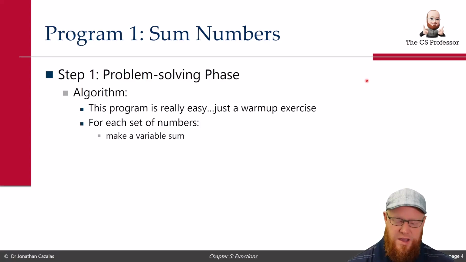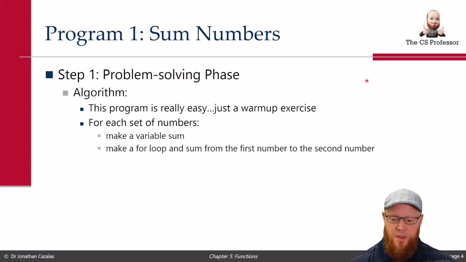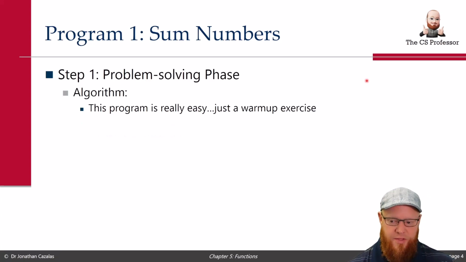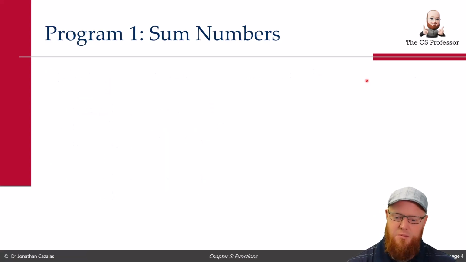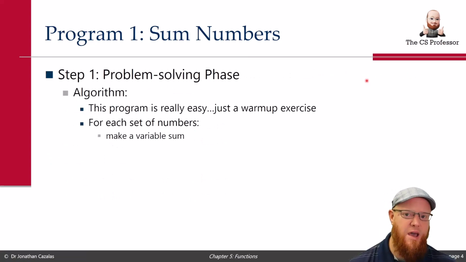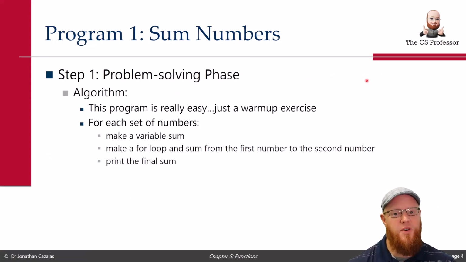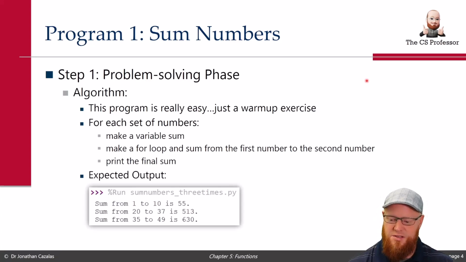So problem solving phase, as always, this is just a warm-up exercise, so hopefully this should be pretty easy. For each set of numbers, make a variable sum, make a for loop that's going to loop from that first number all the way to that second number, inclusive of that second number. So when you want to loop from 20 to 37, we really want to do a for i in range 20, 38, right? To go one past so we can make sure we get 37. The step size is of course going to be 1. And then finally print up that final sum. Every time we're going to add that new number to sum and then print up that final sum. This is what we want as an output.